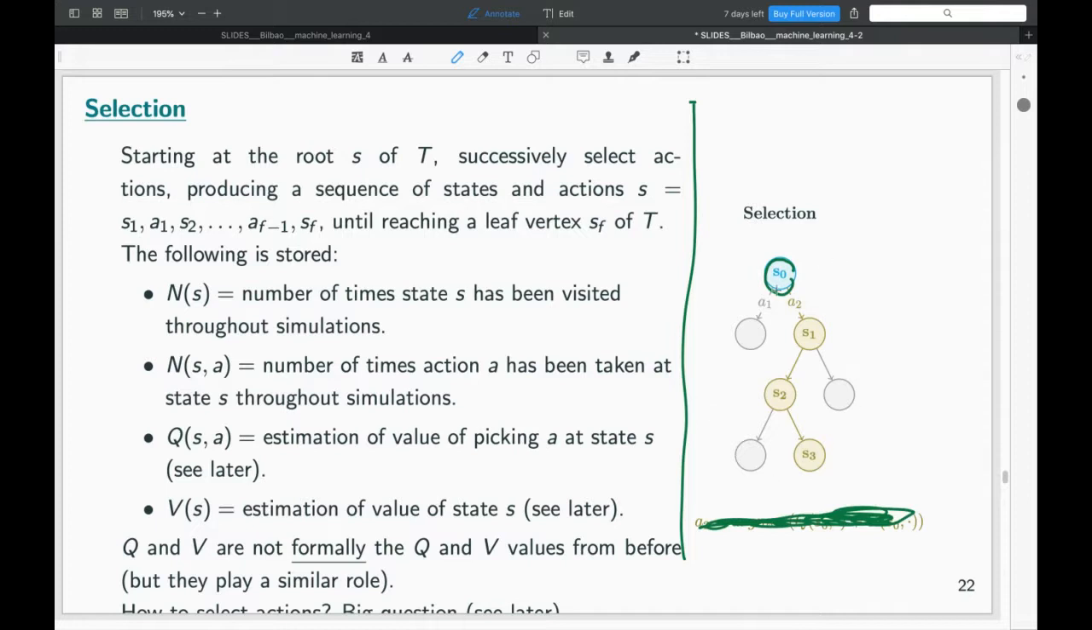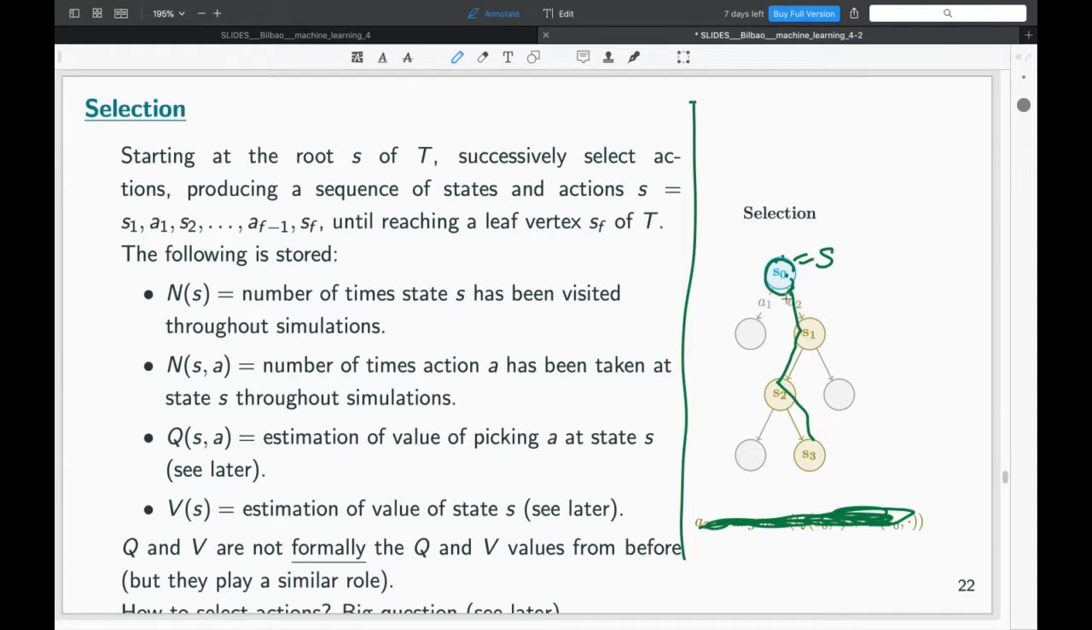Imagine you have your tree. When you begin, you just have one node. But imagine that you've done several simulations and you have constructed some bigger tree. So you start at your initial state. This is S, the state you want to compute the probability distribution for the actions. And then you start selecting actions somehow. We will discuss how to select actions later, and you travel a path in your tree.